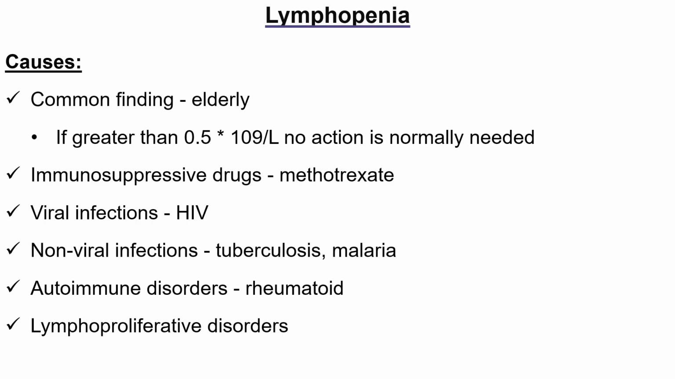So lymphopenia is a common finding in the elderly, and if the lymphocyte count is greater than 500 cells per liter, then no action is normally needed. It can be caused by immunosuppressive drugs like methotrexate, viral infections like HIV, non-viral infections like tuberculosis and malaria, certain autoimmune disorders like rheumatoid arthritis, and lymphoproliferative disorders can also cause lymphopenia.